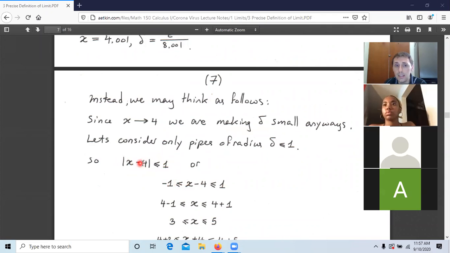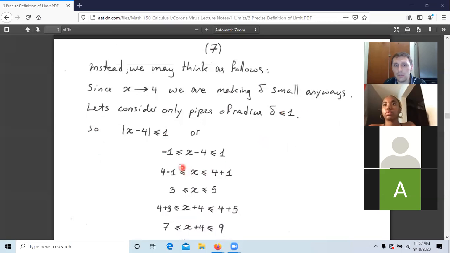Is this clear, guys? Absolute value means the distance of this number, if you can call this number Y, its distance from 0 is less than 1. So the number has to be between minus 1 and 1. And so X has to be between 4 minus 1 and 4 plus 1. So X is between 3 and 5.